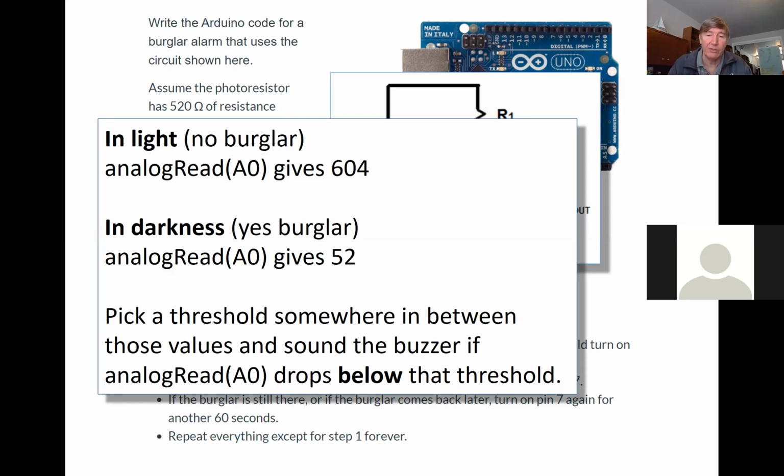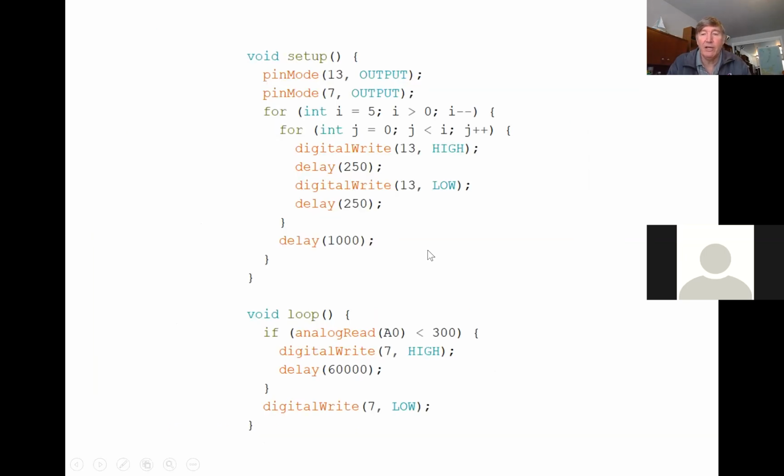rise above my threshold. Here's the Arduino code that I wrote that I think is the simplest code. I've got my setup where I do the countdown. I've got a nested for loop where the first time it does 5 flashes and then 4 and then 3 and then 2. The part that sets off the burglar alarm is down here, and you can see that I can do it incredibly simply. All I have to do is write an if statement that says if analogRead(A0) reports back any number that's less than 300, I turn on the buzzer.